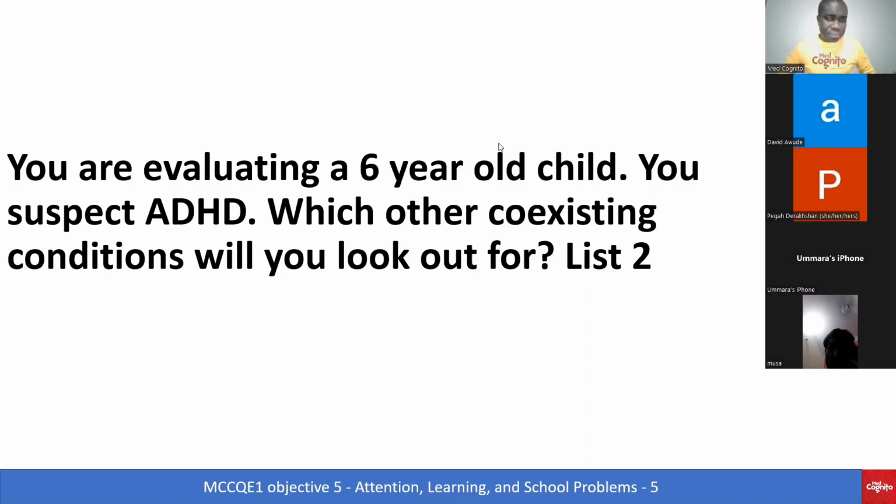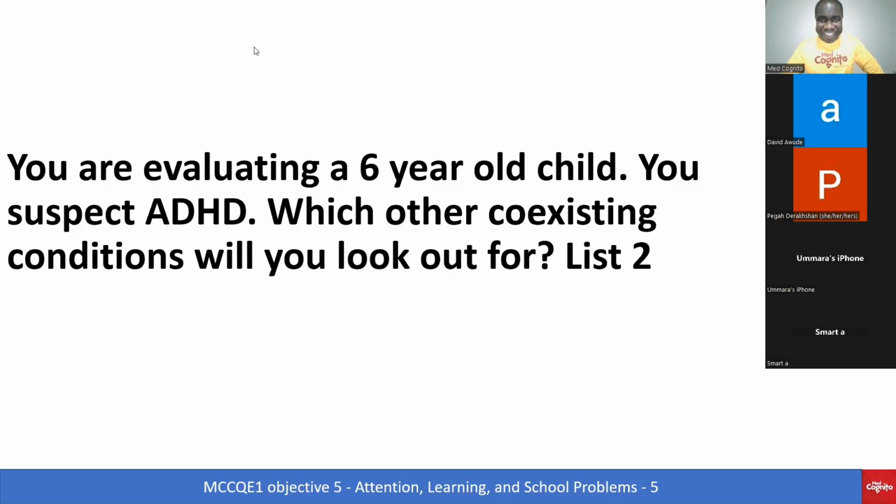You are evaluating a 6-year-old child. You suspect ADHD. Which other coexisting conditions will you look for? List 2. So in other words, the literature says that ADHD at times comes with other coexisting conditions. What other coexisting conditions can you look out for? Dr. Smart, will you want to give the answers?